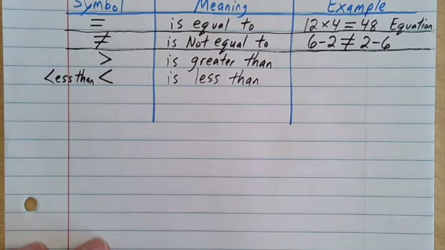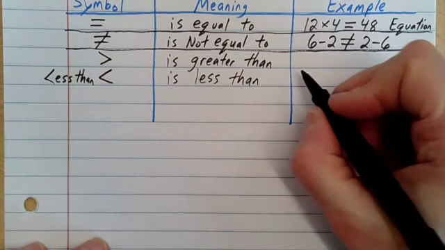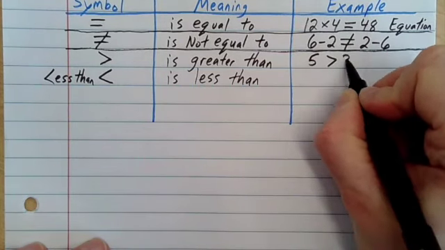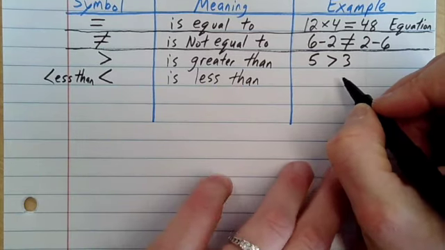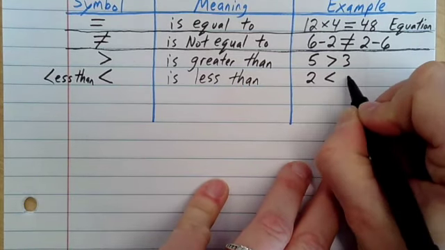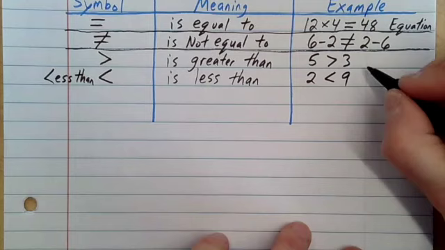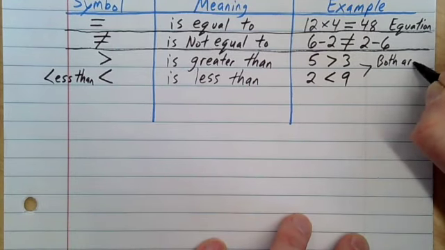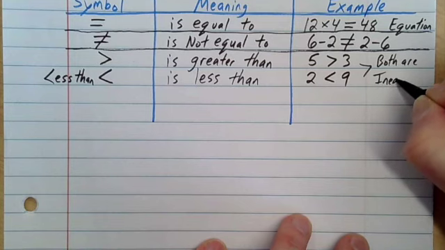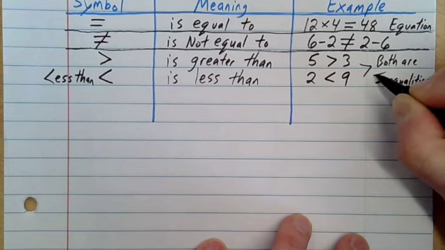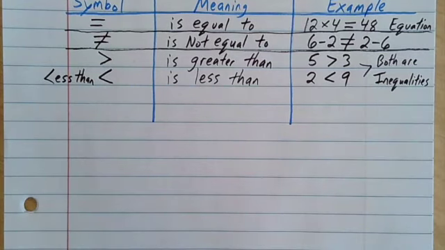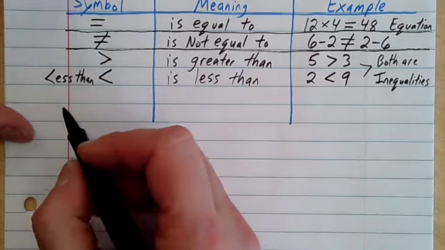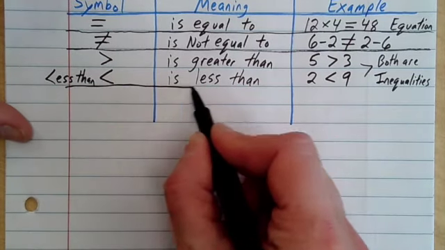So let's give some examples of inequalities. 5 is greater than 3. You did this on test 10. 2 is less than 9. These are examples of inequalities. Both are inequalities. In other words, they're not equal to each other. One side is greater than the other or less than the other. Draw a line in our chart.